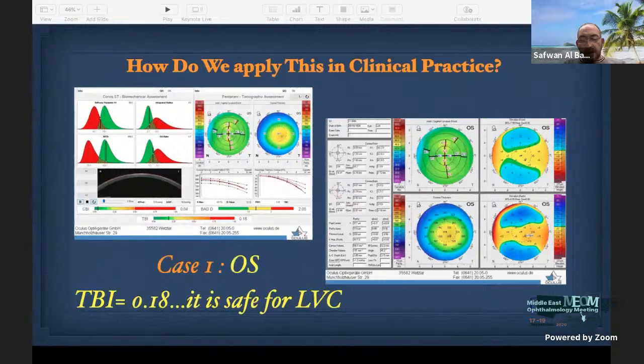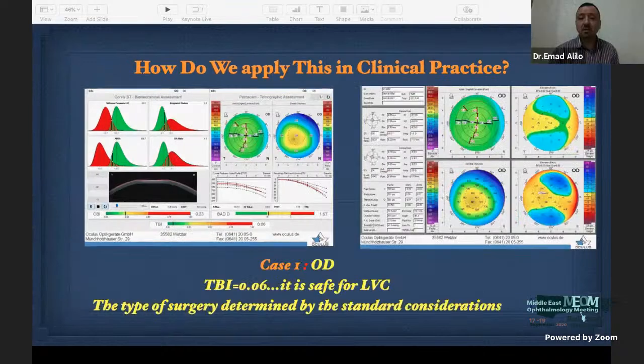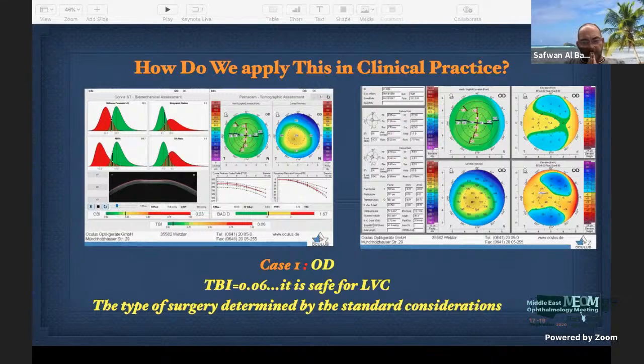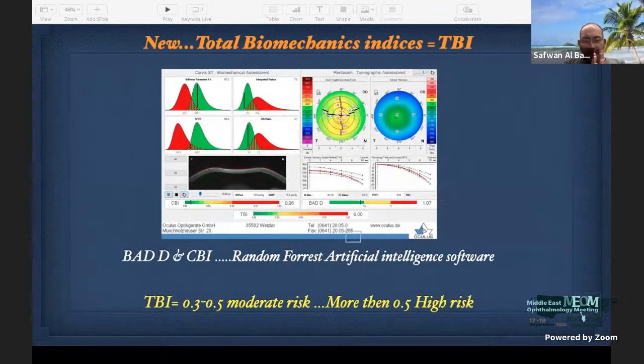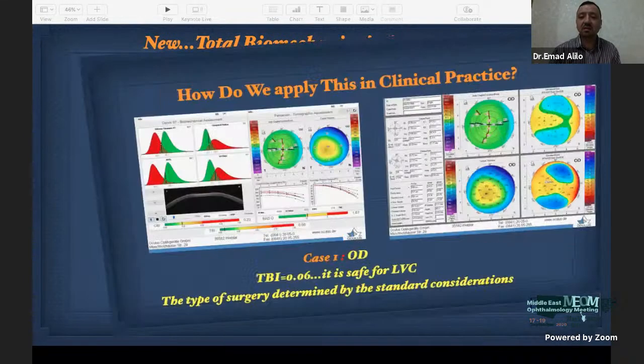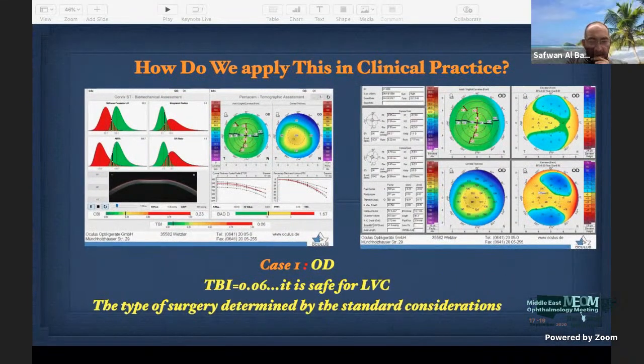Comment here on the Belin-Ambrosio: do you have any comparison with the Belin-Ambrosio? Yes, sir. That's an issue that is very important to know. What do you mean by comparison with the Belin-Ambrosio? It means I need to see the Belin-Ambrosio screening and the BAD. Yes, the Belin-Ambrosio is there in the first slides I showed you. I can go back to it later on, Dr. Safwan.